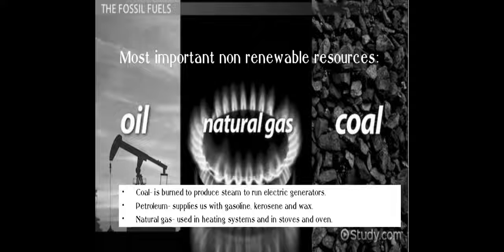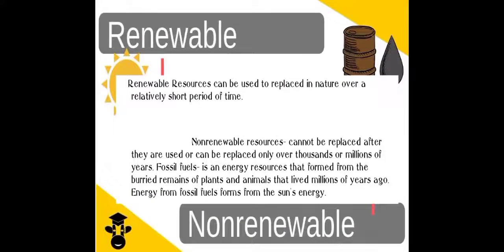Coal is burned to produce steam to run electric generators. Petroleum supplies us with gasoline, kerosene, and wax. And lastly, natural gas is used in heating systems and in stoves and ovens. The second category of the energy resources is the renewable resources. It can be used and replaced in nature over a relatively short period of time.